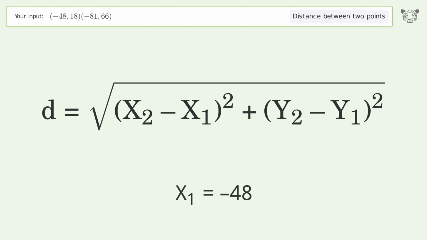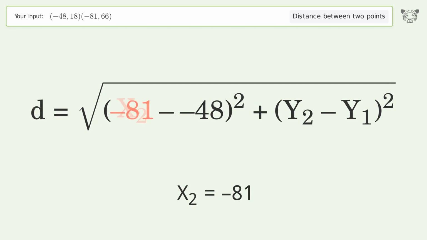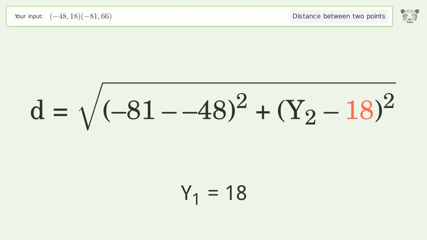x1 equals negative 48. x2 equals negative 81. y1 equals 18. y2 equals 66.